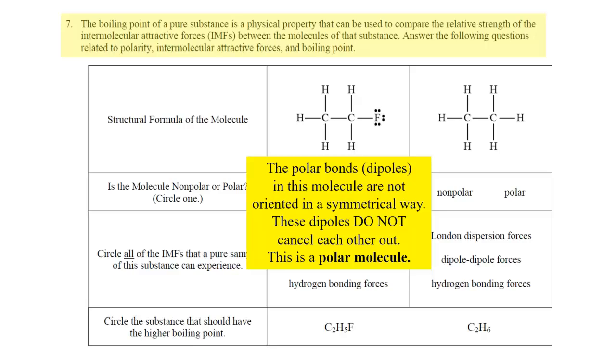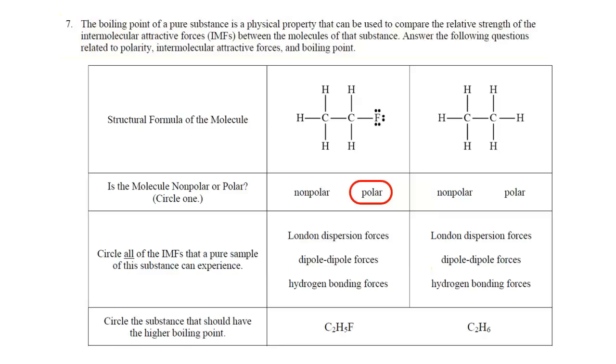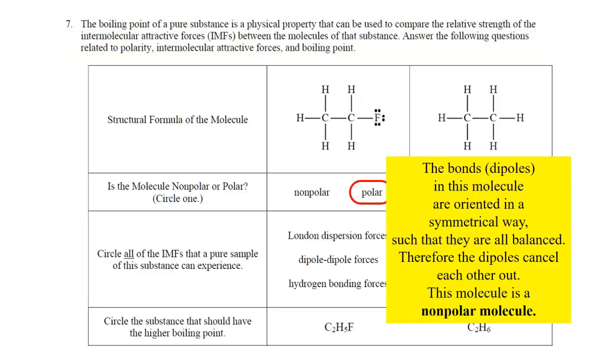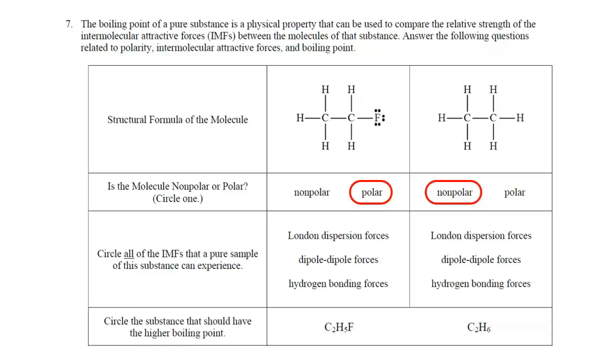So the polar bonds in C2H5F are not oriented in a symmetrical way. So these dipoles do not cancel each other out. C2H5F is classified as polar. But C2H6, very good symmetry. The bonds are oriented in a very symmetrical way such that they are all balanced. These dipoles cancel each other out, so C2H6 is classified as a nonpolar molecule.